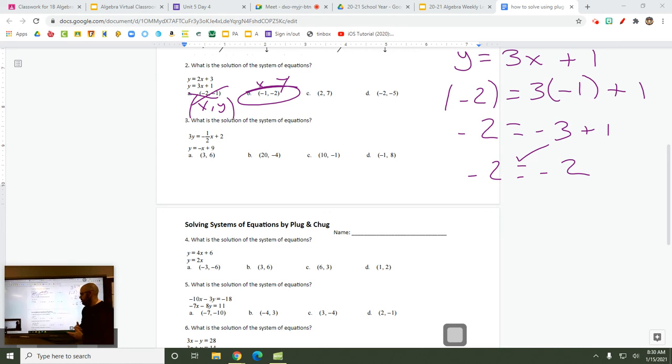Number of solutions. This will be quick. Okay, let's go back to my mouse here.